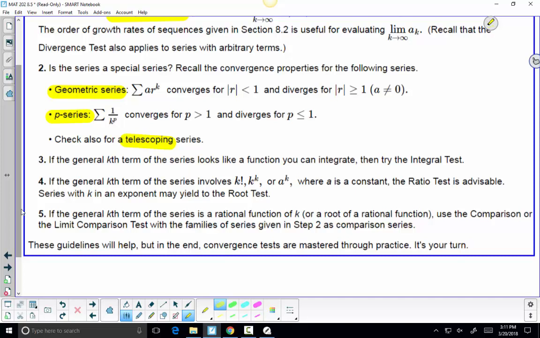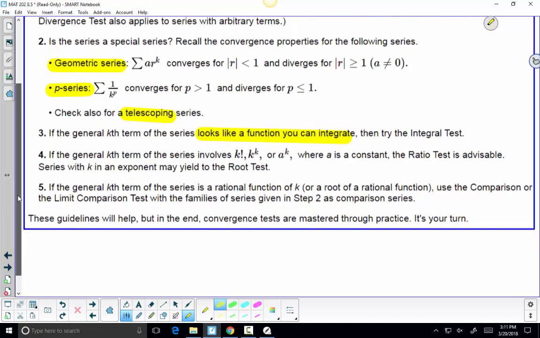The integral test is the one that's a little bit more subtle. The way we think about it, if the general term a sub k looks like a function we can integrate, then we can go with the integral test. If it looks easy to integrate, go for it. If it looks like u substitution will get you a good, easy, quick antiderivative, the integral test is a reasonable way to go. Now, lots of times you could use more than one test. So integral test might work, ratio test, there's lots of overlap.